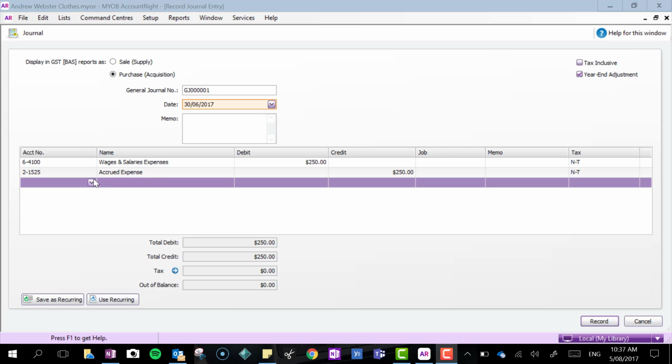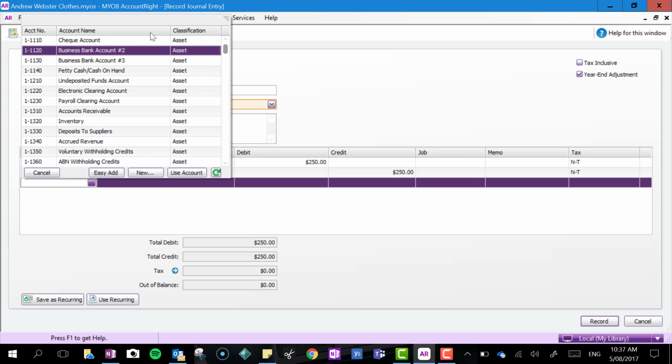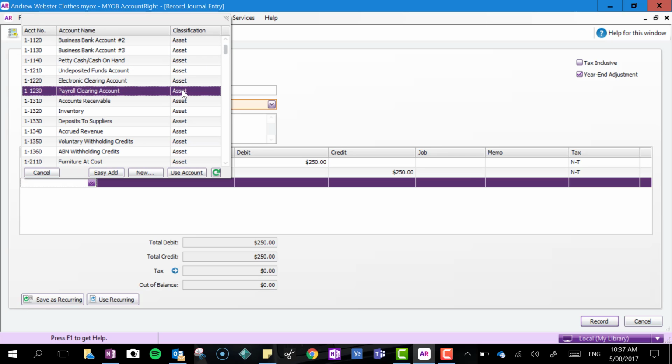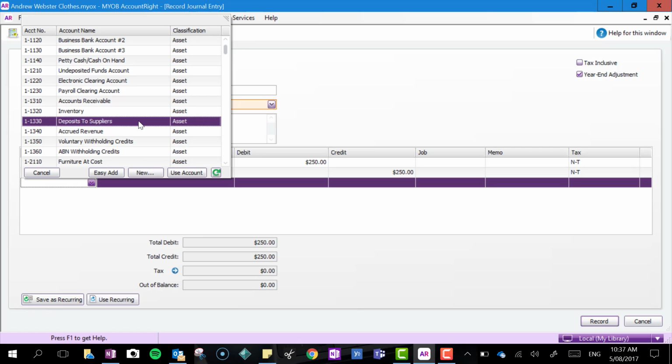Okay, let's find prepaid expense. Firstly, it's going to be an asset, and I can see here that there is no prepaid expense. There's this accrued revenue, that'll be important for later. So we want to create a prepaid expense around this account. So I'm going to do 1-1345.